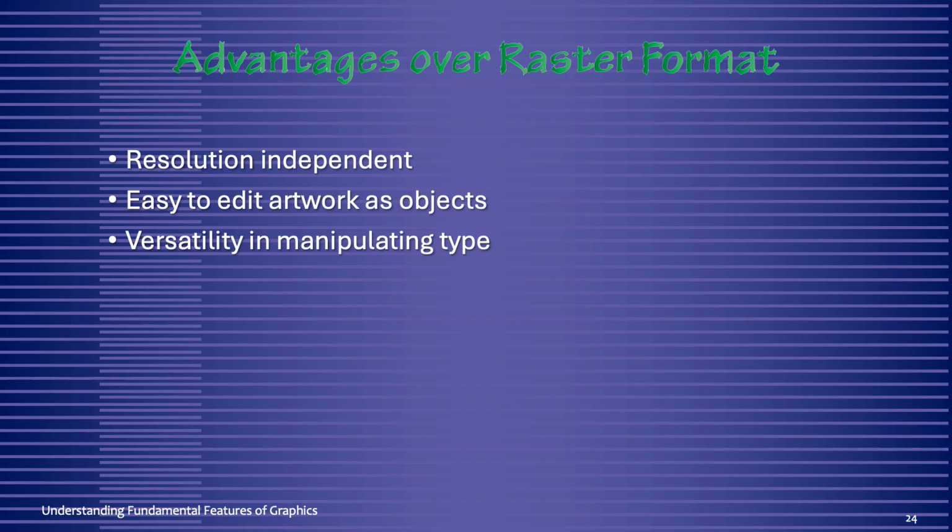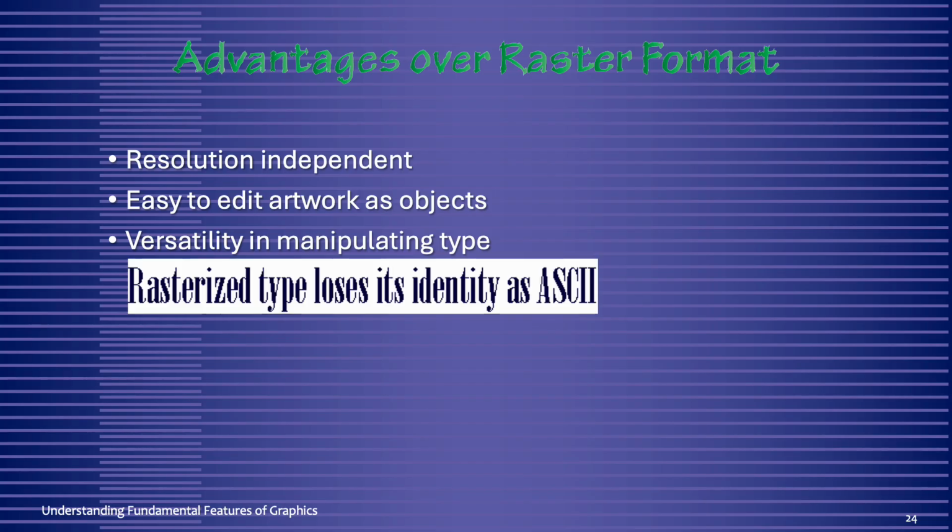Versatility in manipulating type is a very important advantage. That's because type characters are inherently vector objects. But if you put type inside of a raster image, it becomes part of the image. It loses its identity as ASCII text, as I talked about in the typography unit.